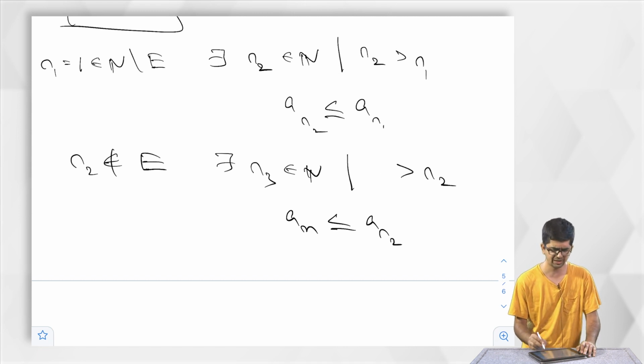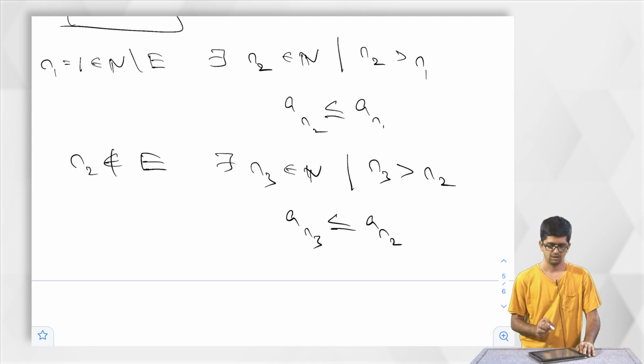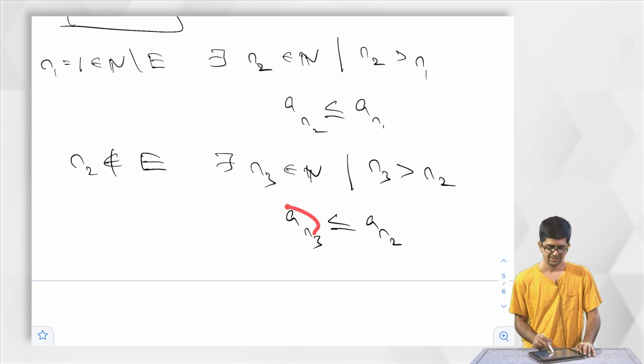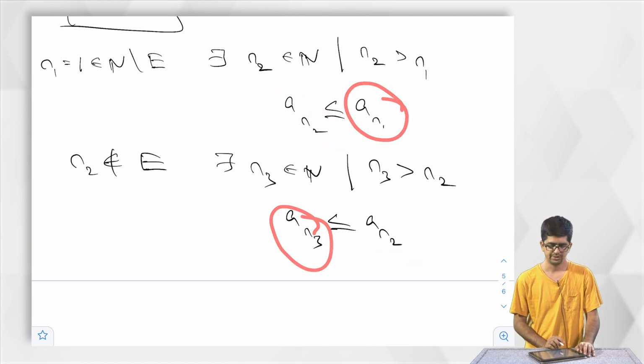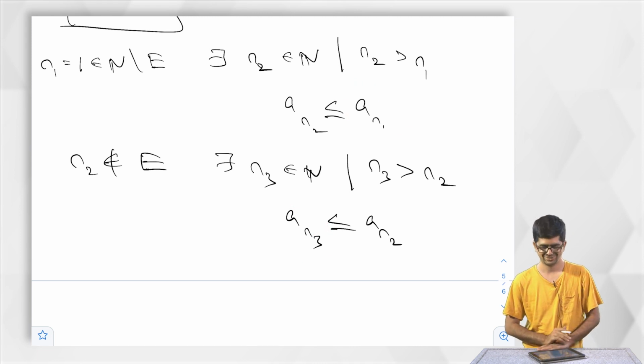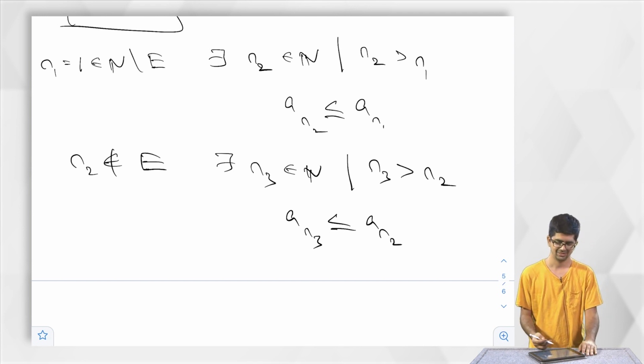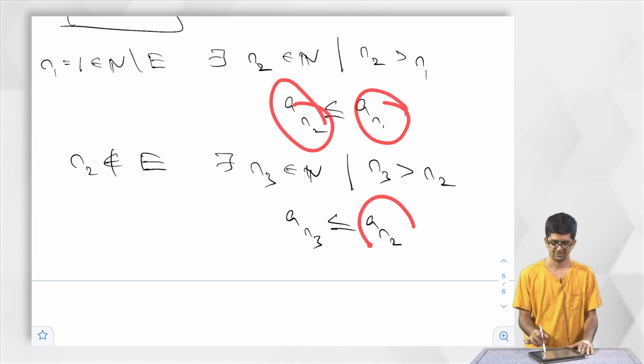It is only to remind that I am doing this at the second step. At the second step I am getting some element that I am writing as n3, and this also n3. If you observe, a_n3 is less than a_n2, a_n2 is less than a_n1, which implies a_n3 is less than or equal to a_n1. This should suggest to you already that maybe if we proceed like this forever, at least for some time, we will get a decreasing sequence.